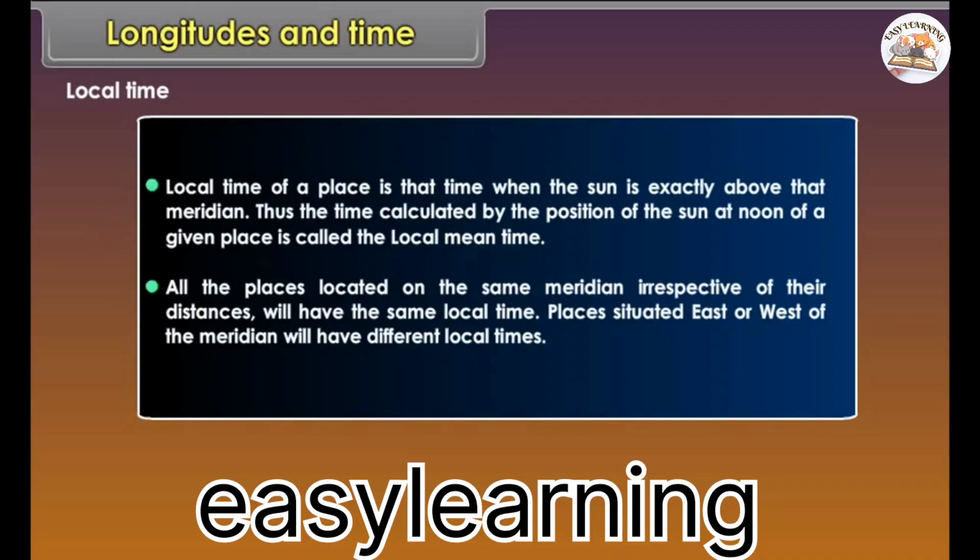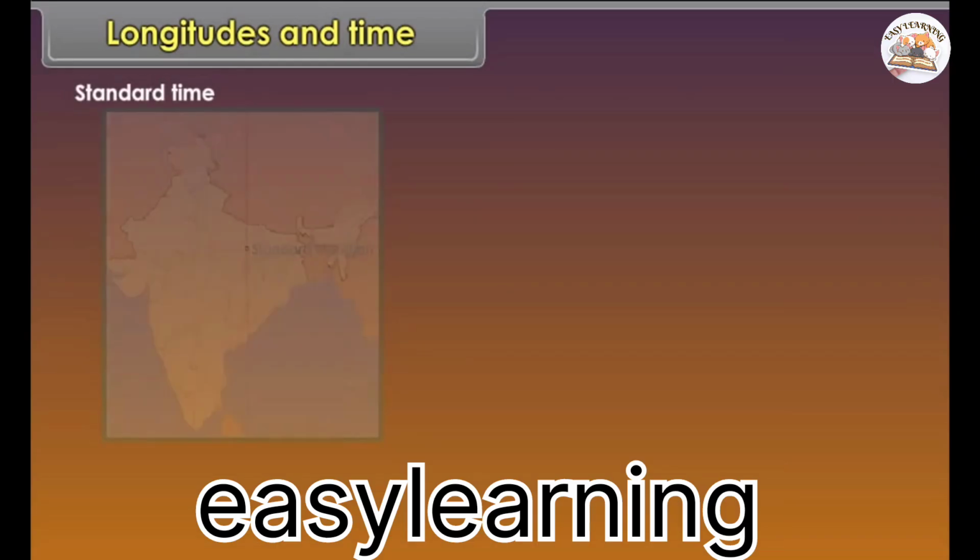This means each place has different time of sunrise and sunset. The earth moves from west to east. That is why the time will be ahead of Greenwich in the east and behind Greenwich in the west.